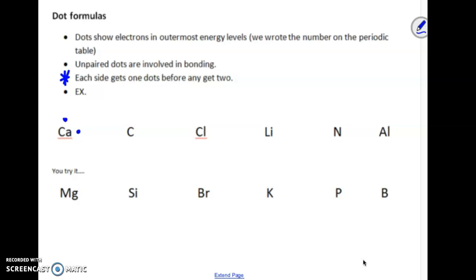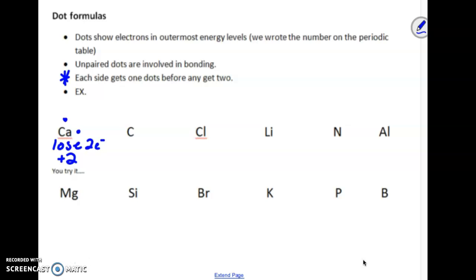So remember, these things either want to have full or empty outermost valence electron shells, because if they empty out, then their next closest energy level would be full. So what's going to happen here is calcium is closer to 0 valence electrons or 8 valence electrons, and it's closer to 0, so it's going to lose 2 electrons, and when it loses 2 electrons, it actually becomes a positive 2 charge, which is why calcium has a positive 2 charge.